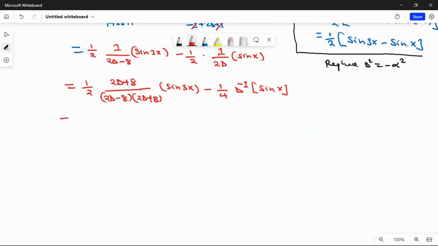So this is the same as 1 over 2, 2D plus 8, denominator is difference of 2 squares, that's 4D squared minus 16. Then here we have sine 3x, then minus 1 over 4. When you integrate sine x with respect to x, from 0 to x, what do we get? What did we differentiate to get sine? It was negative cosine, so negative cos x gives you sine x when you differentiate it.